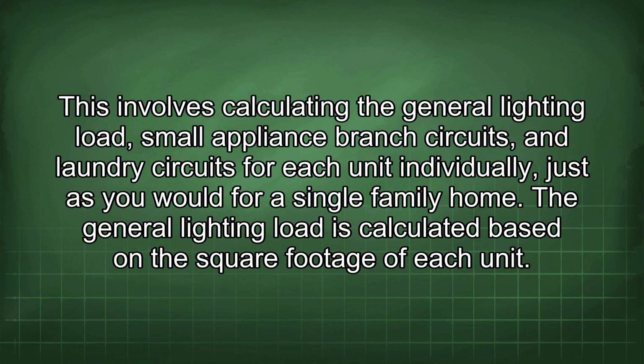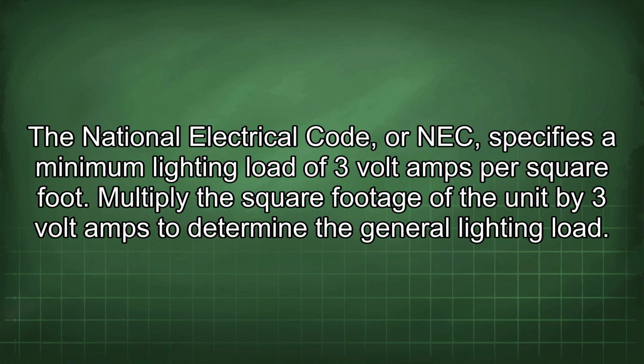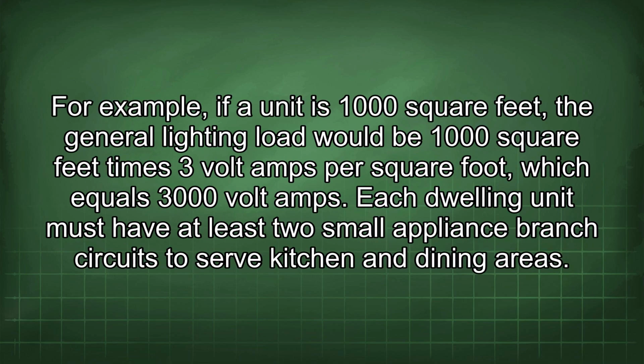The general lighting load is calculated based on the square footage of each unit. The National Electrical Code, or NEC, specifies a minimum lighting load of 3 volt amps per square foot. Multiply the square footage of the unit by 3 volt amps to determine the general lighting load. For example, if a unit is 1000 square feet, the general lighting load would be 1000 square feet times 3 volt amps per square foot, which equals 3000 volt amps.